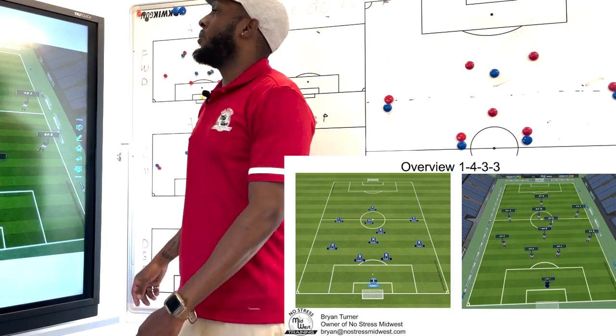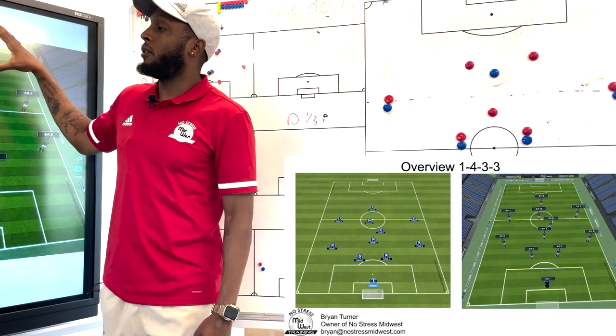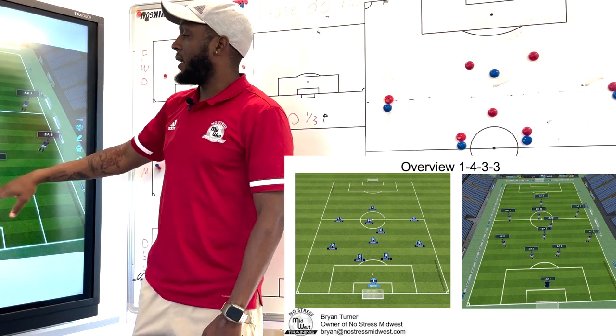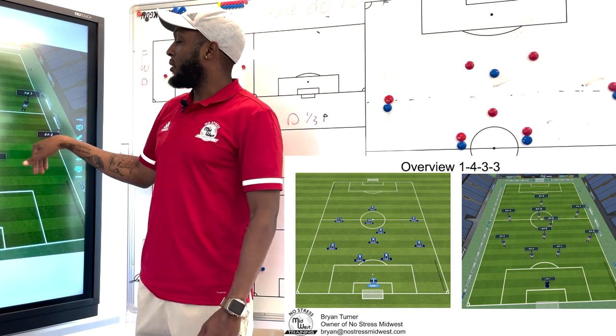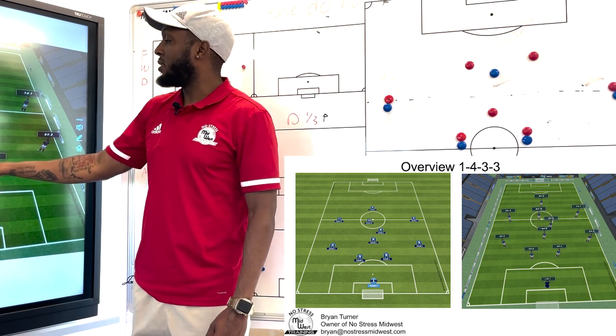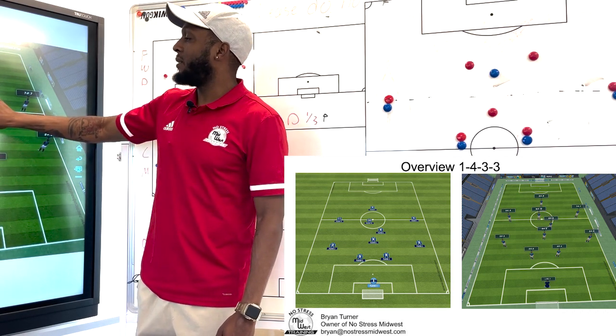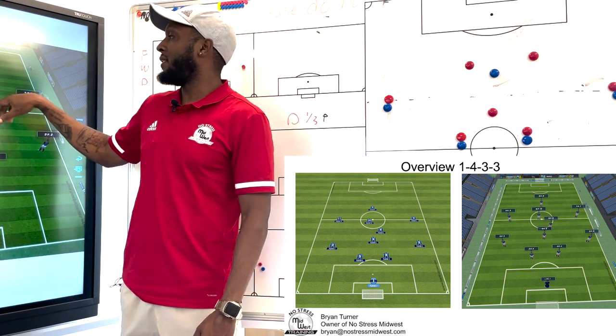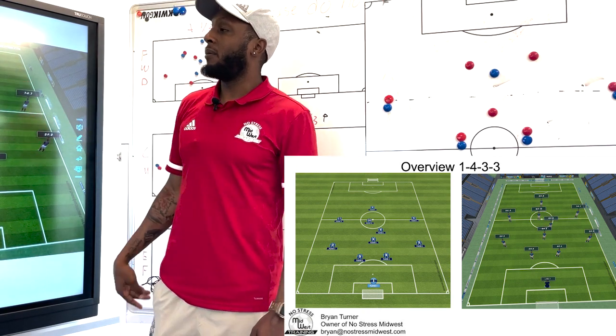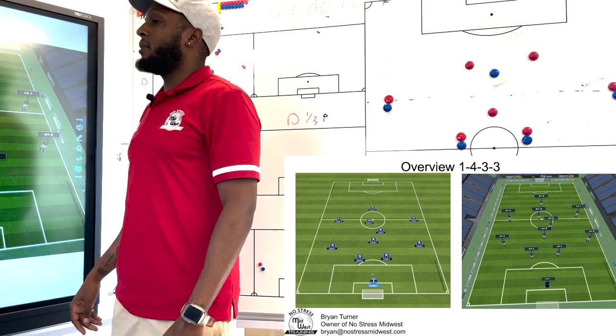All right, so what we have here is just a basic overview of that 4-3-3 formation. We have our four backs here. Notice how we have our wing backs slightly ahead of our two center backs. 6, 8, and 10 will be marking up the middle. We have our two wide players in the 7 and 11. And then we have our big guy, number 9, up top as our striker.